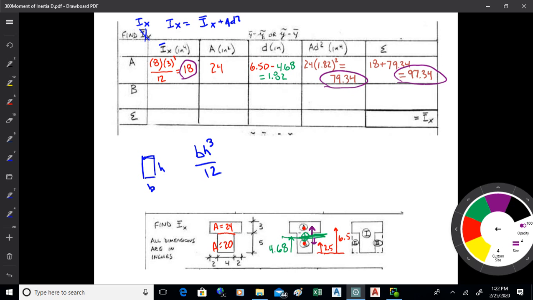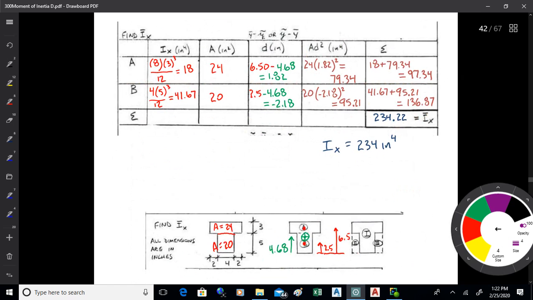And then you're going to multiply that by the area, and that's your transfer axis piece. So I got 41.67 for BH cubed over 12, 20 for the area. It's 2.5. That's where that centroid of B is. The neutral axis is at 4.68, so the difference is negative 2.18. People often don't bother with the sign so much because you're going to square it anyway. Take the square of that times 20, you get 95.21. Add it to the 41.67, you get 136.87. Add that to the 97.34, you get basically 234. The units on this are rather odd. They're inches to the 4.